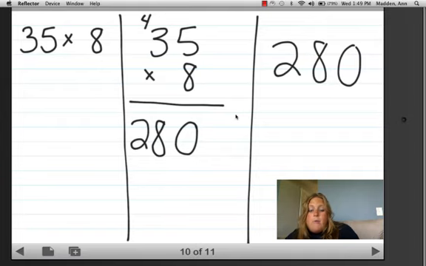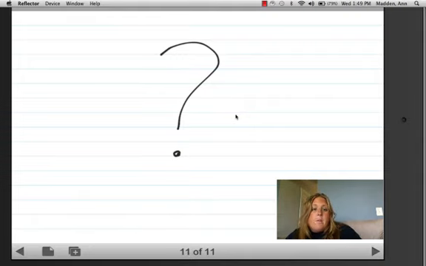Hopefully you have remembered how to multiply. Tomorrow you're going to be practicing some more in class. Don't forget the very bottom of your page. If you have any questions, please write those down so I can help you out tomorrow.